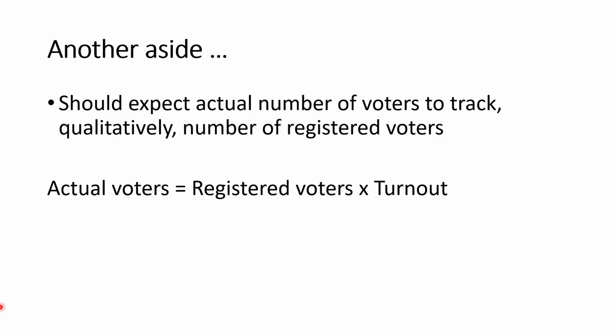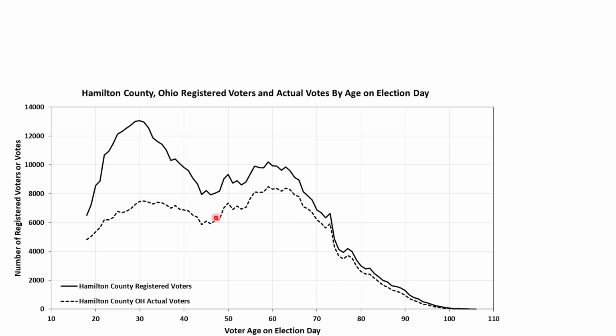Another point that my friend makes is tied to how well the number of actual votes correlates with the number of registered voters. Remember that the number of actual voters you have is the number of registered voters times the turnout. And you remember that graph I showed you, the turnout, it's a nice smooth curve. So what you see here for Hamilton County, Ohio, this dotted curve is the number of votes. The solid curve is the number of registered voters.